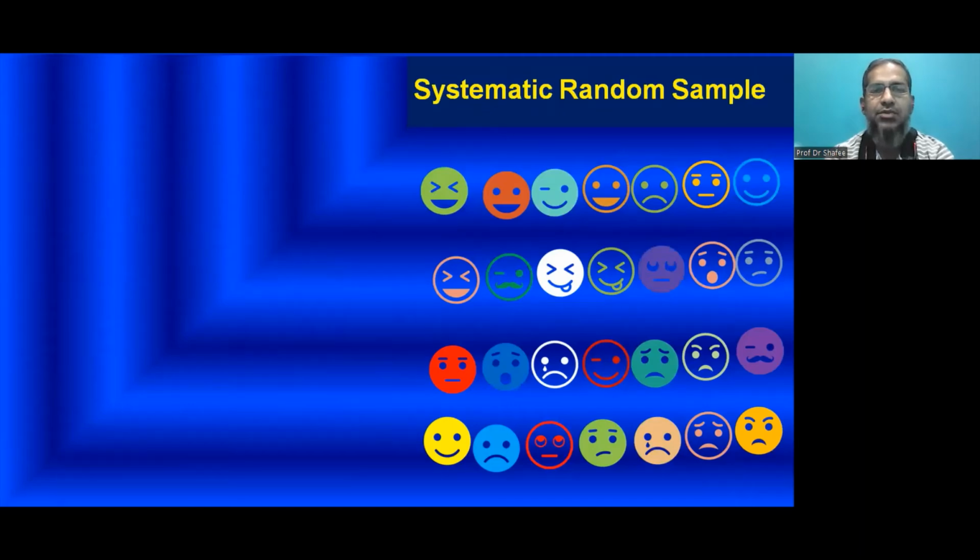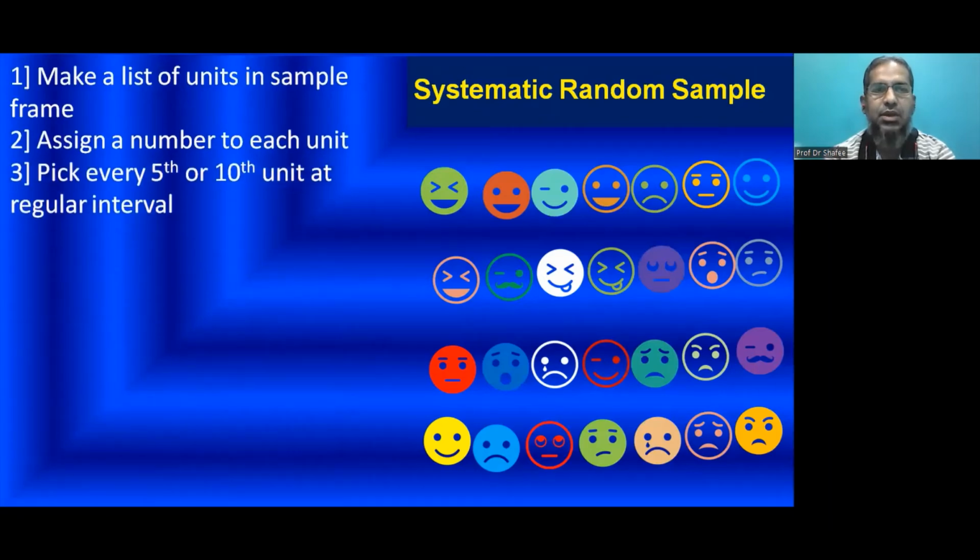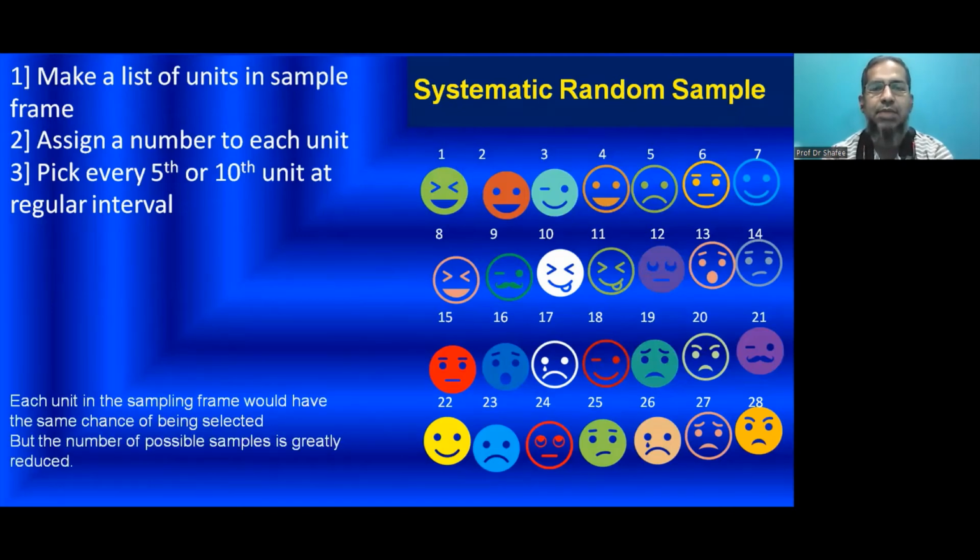Now the second type of random sampling is systematic random sampling. Here we make a list of units in the sampling frame, assign a number to each unit, and pick every 5th or 10th unit at regular intervals. So we follow a particular interval, and every 5th, 10th, 20th, 100th or 500th number can be selected from the population. Here also we give the numbers to the sampling frame in sequence, and then select the sample from it.